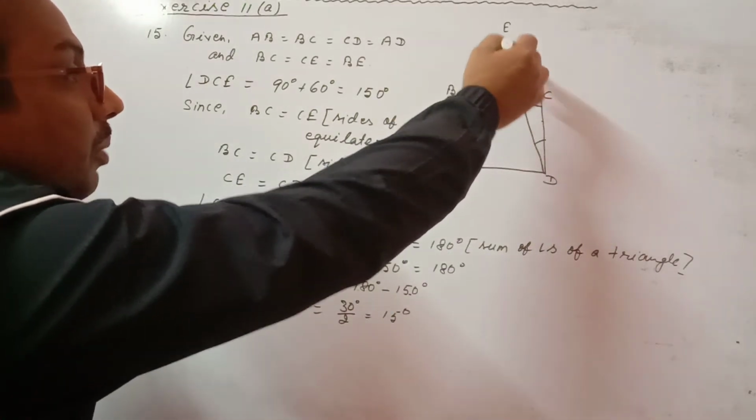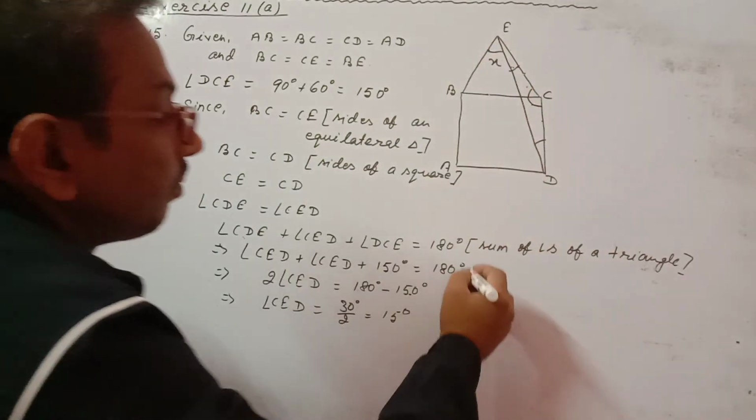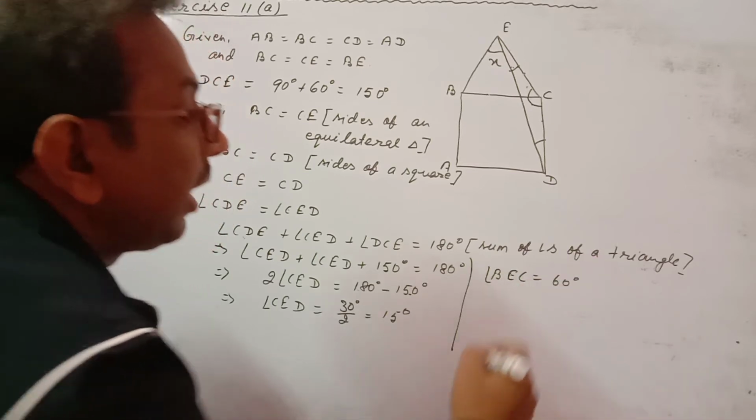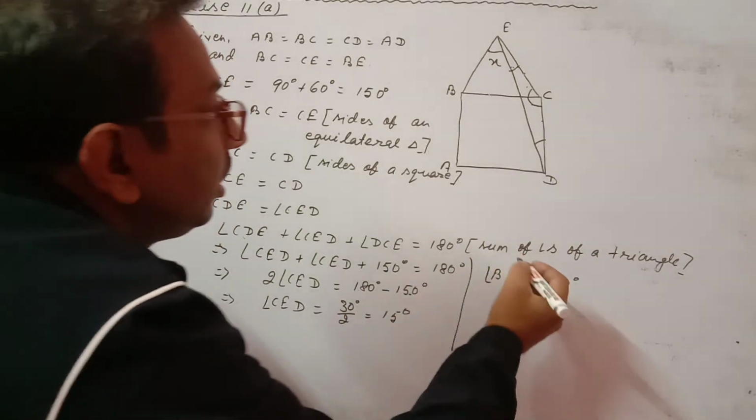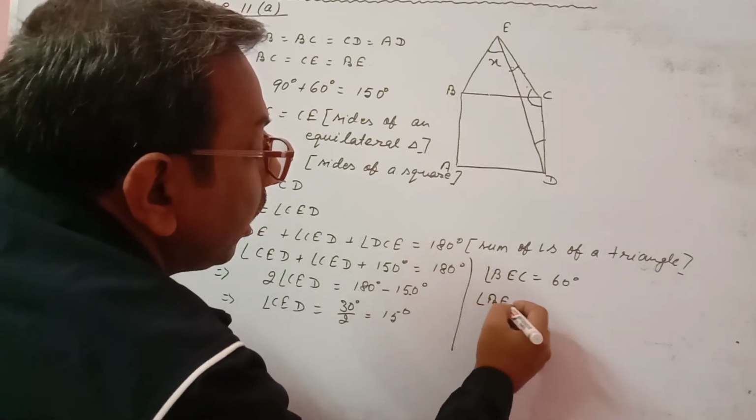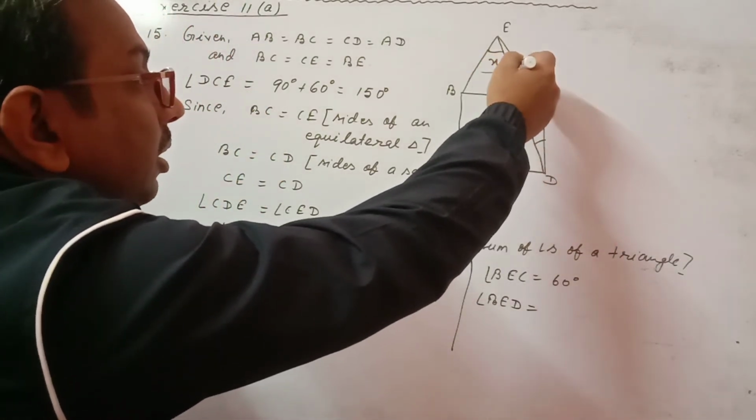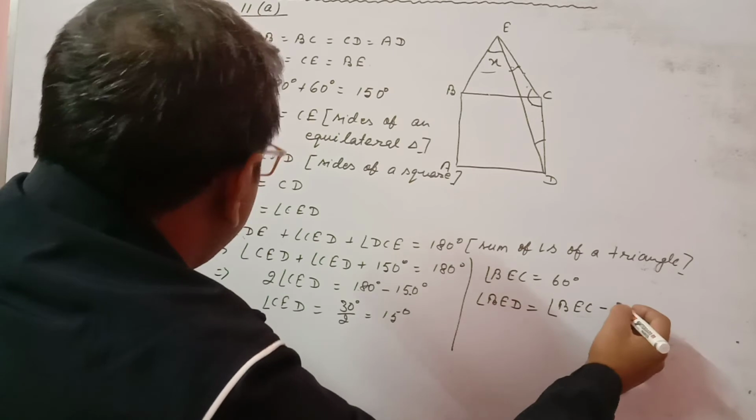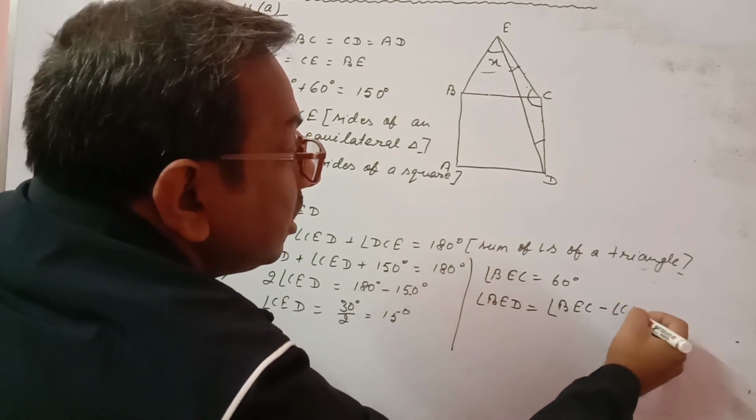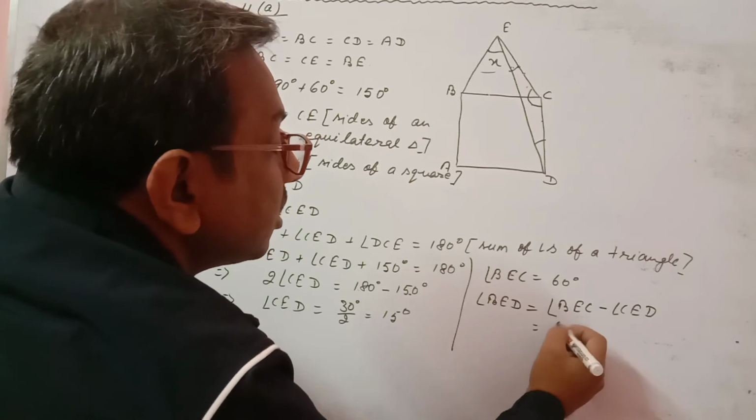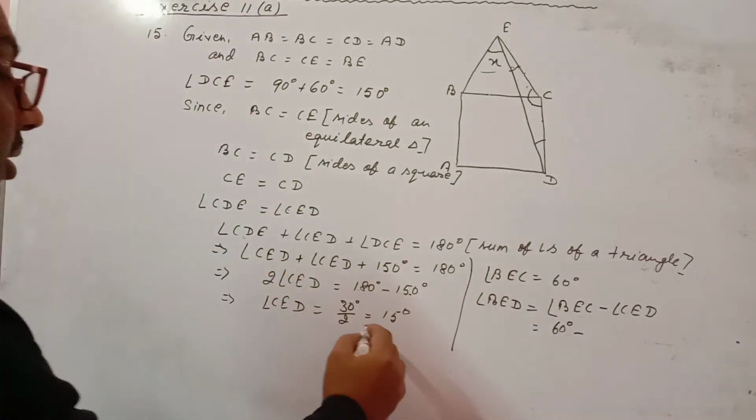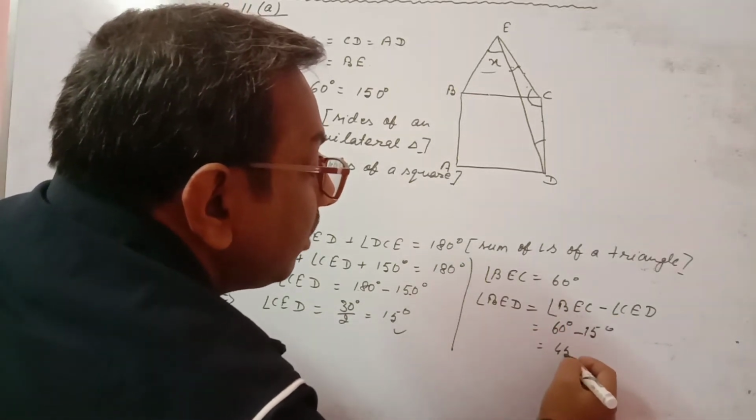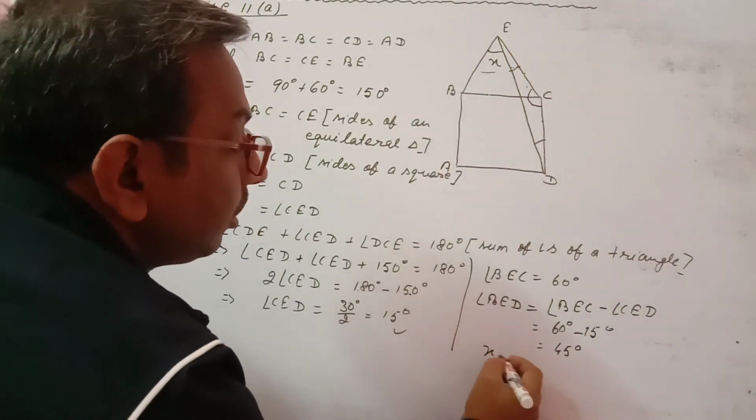So CED we got 15 degree, and this complete angle BEC equal to 60 degree because that is the angle of an equilateral triangle. So angle BED equal to angle BEC minus angle DEC. BEC is 60 degree and CED we have got 15 degree. Subtract it, you got 45 degree. So this angle, X, equal to 45 degree.